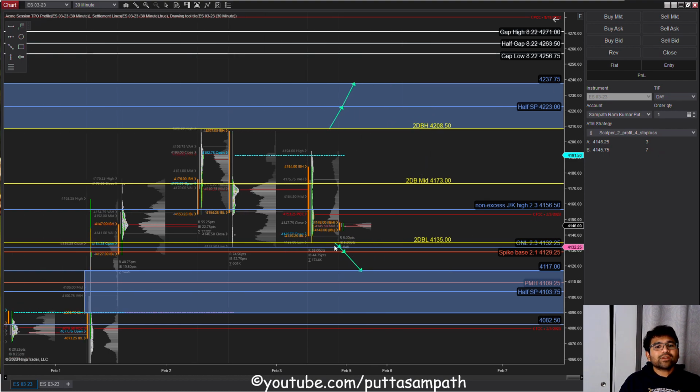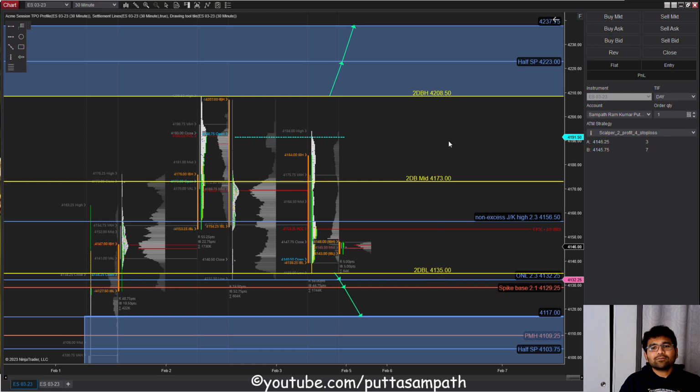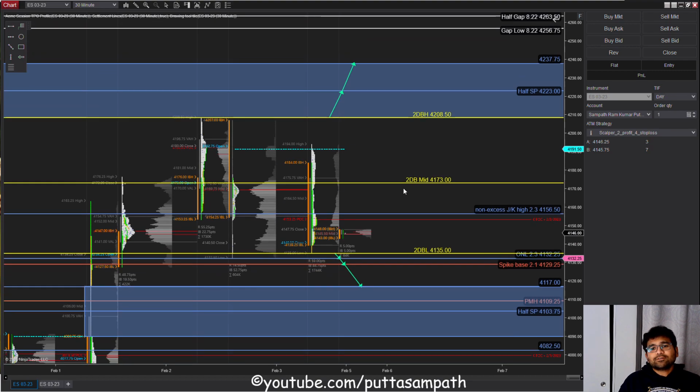So it's better to trade the breakout or the breakdown. Just keep an eye on these two-day balance low, two-day balance high. Generally above the mid it's usually bullish, and below the mid it's bearish. I've just marked that just in case you want to trade intraday.